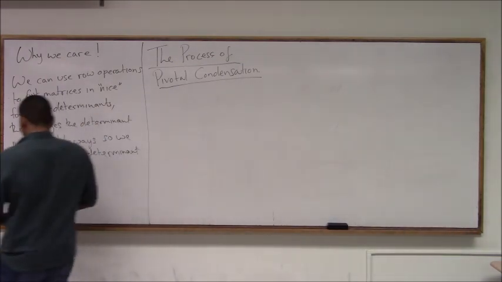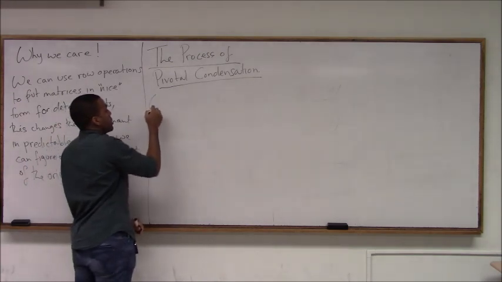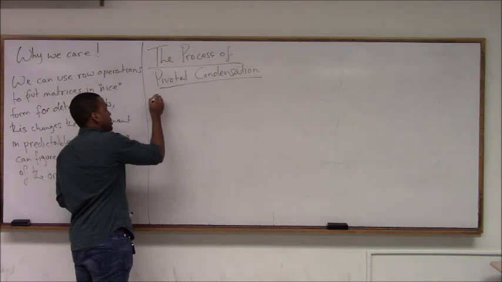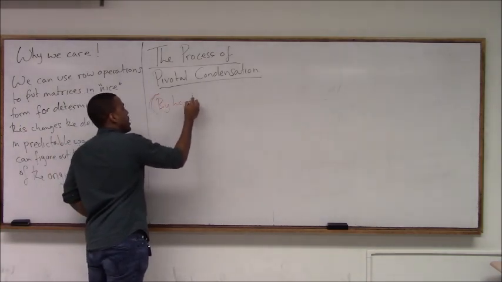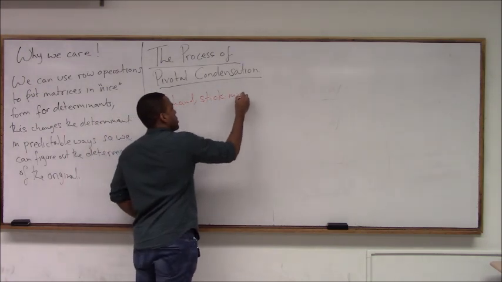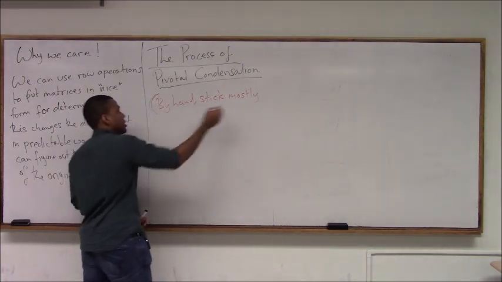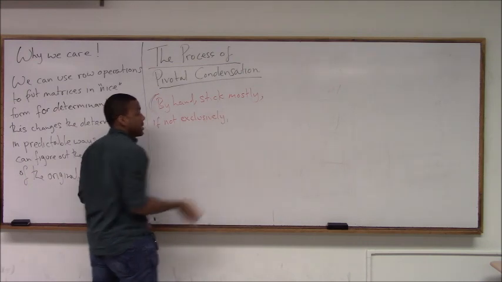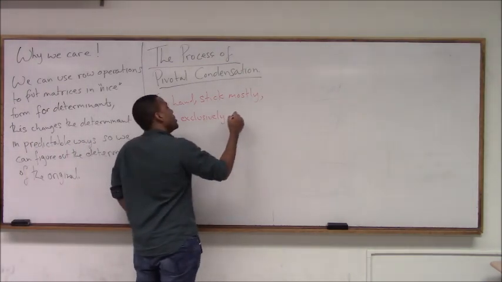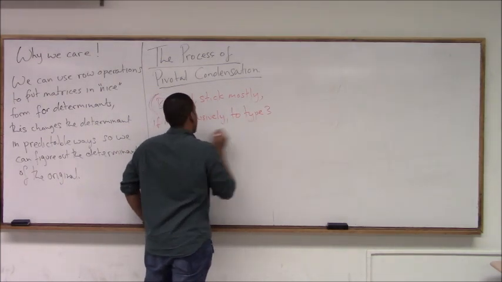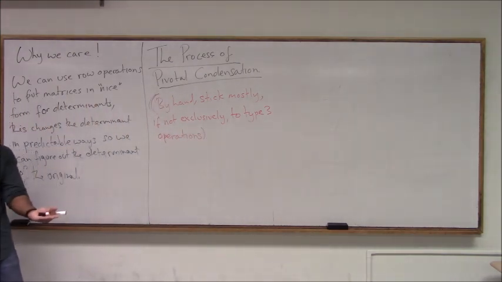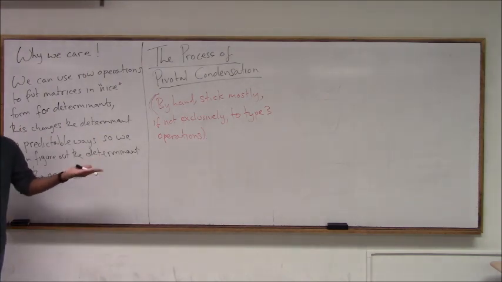So one thing I will say here, because you don't really want to lose track of things, by hand, think mostly, if not exclusively, I'd say exclusively, but I don't want to be a tyrant or a dictator, to type 3 operations. Right, because then you don't have to keep track of what you're doing if you're doing a type 3 operation as far as determinants are concerned, because you're not changing the answer.